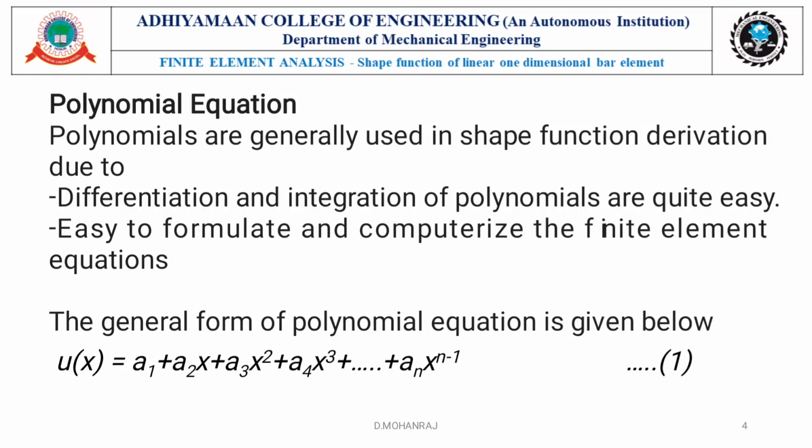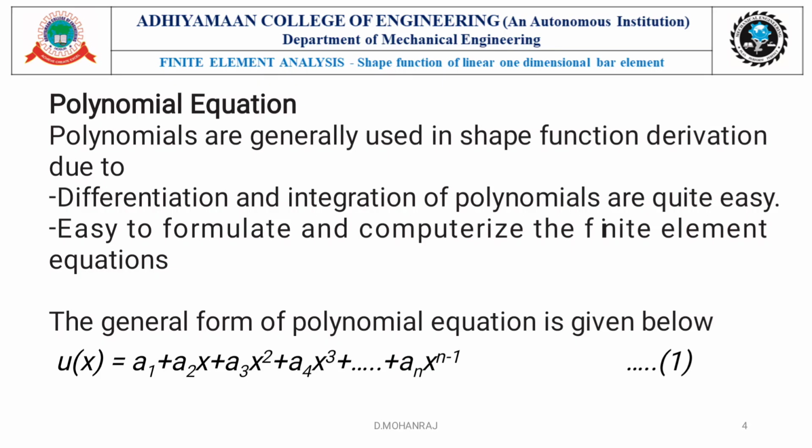The general form of the polynomial equation is shown in equation 1, that is u of x equals a1 plus a2x plus a3x squared plus a4x cubed, up to an x power n minus 1. Suppose we are going to obtain the shape function for the two-noded bar element, then we have to select the linear polynomial equation, that is up to a2x. That means the order of the polynomial should be 1.